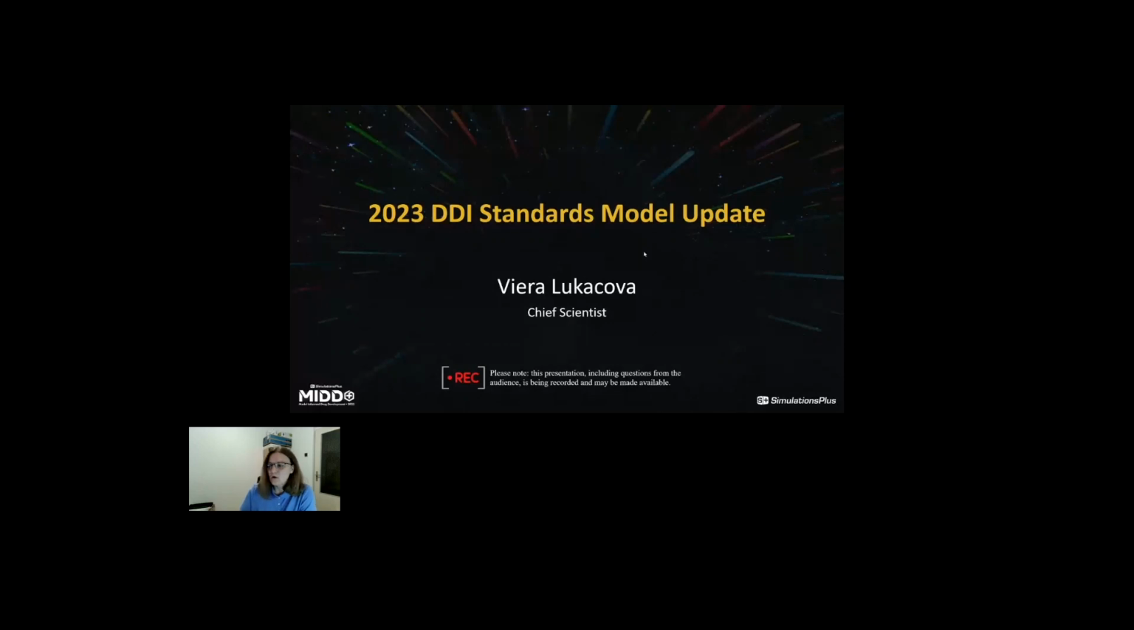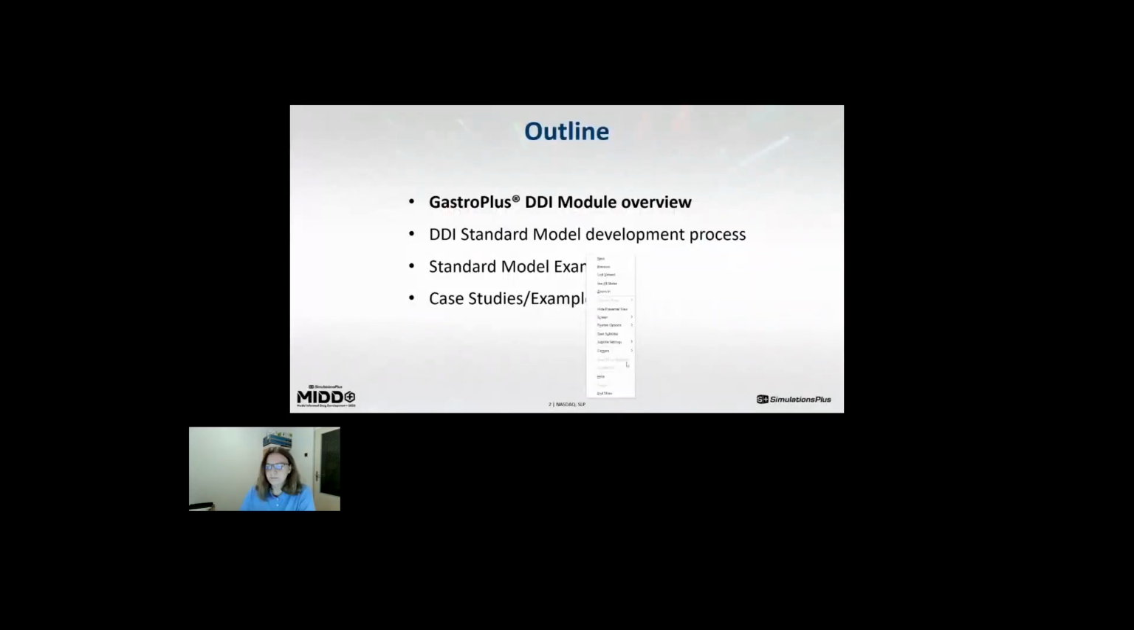So in this presentation, I'm going to cover several different areas. Of course, I'm going to start with a very brief overview, a reminder of what kind of capabilities you have in GastroPlus when it comes to DDI predictions. We'll look into some strategies of how we are developing the standard models that we are able to provide to our users that they can then use for the DDI predictions, show some of those example models as well as some of the published case studies, just as a reminder of what are the different types of applications that you could use the GastroPlus DDI predictions for.